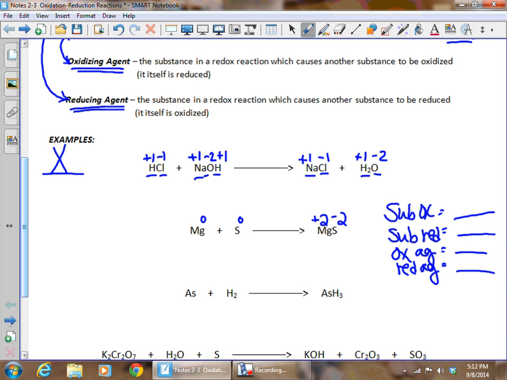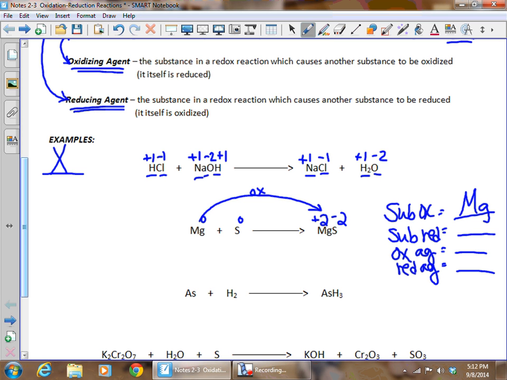I'm going to draw an arrow, and the way I want this to look, I always find oxidation first, the species that's increasing or going up in oxidation number. And I show that by drawing it from the left over to show that it's going from 0 to a positive 2. It's increasing in oxidation number. So magnesium is a substance being oxidized. I want you to put a little OX there.